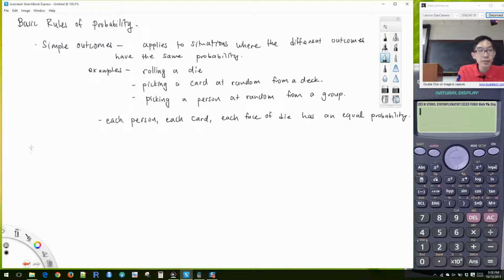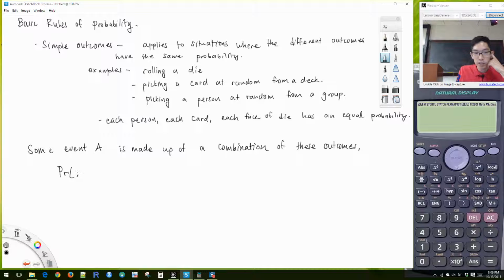And then if we have some event A, which is made up of a combination of these outcomes, we say the probability of A is equal to the number of outcomes in A divided by the total number of outcomes.